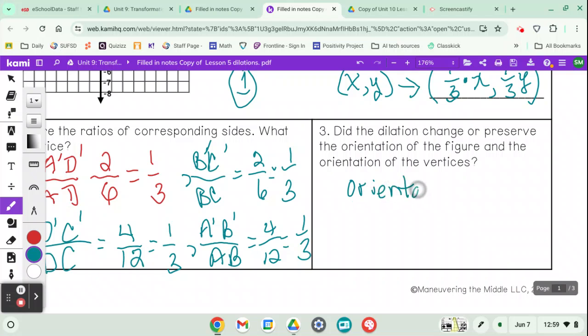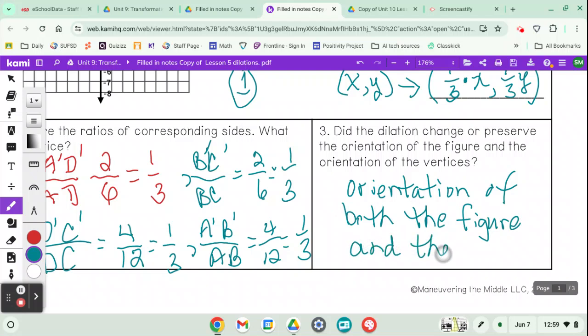Orientation of both the figure and the vertices remain the same.